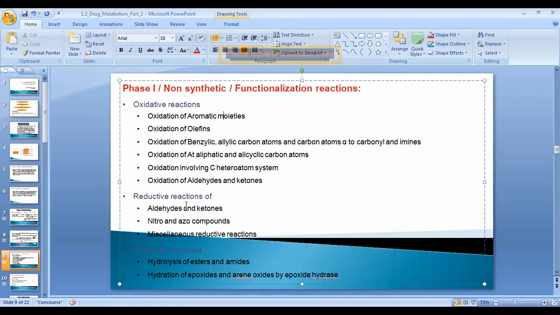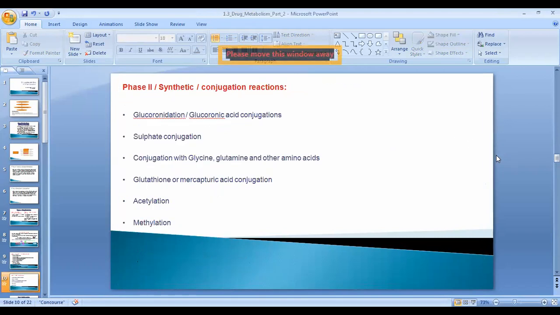Now, reductive type of phase 1 metabolism involves aldehydes and ketones, nitro and azo compounds, and miscellaneous reductive reactions. Then, a third type of mechanism involved in phase 1 metabolism is hydrolytic reactions. Hydrolytic reactions are hydrolysis of esters and amides, and hydration of epoxides and arene oxides by epoxide hydrolases. So these types of reactions are given by the phase 1 processes.